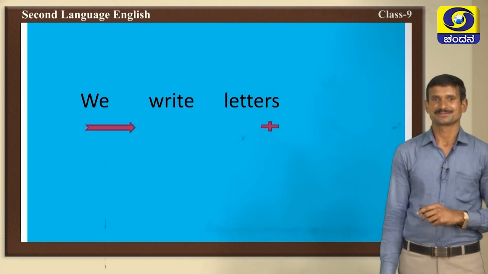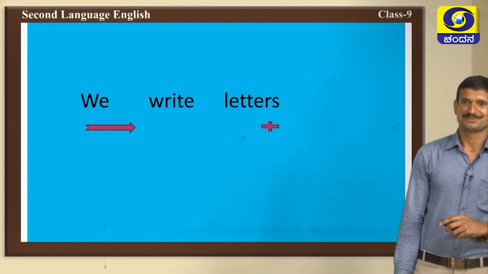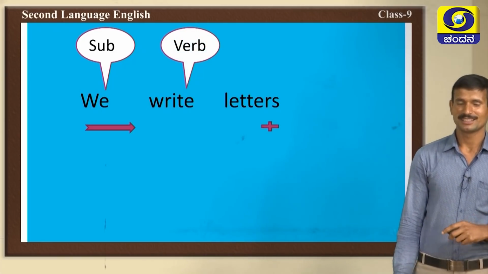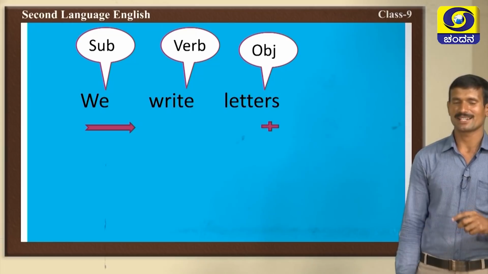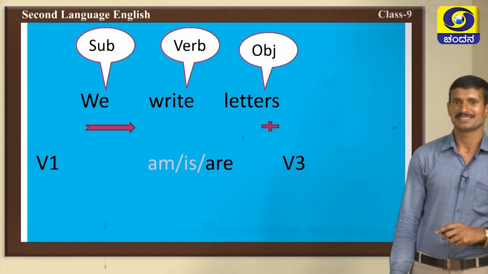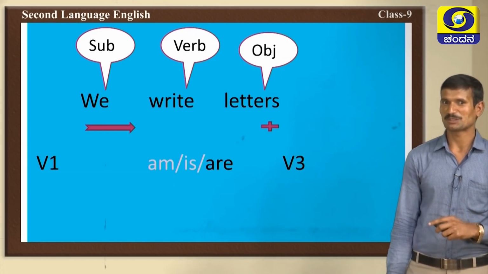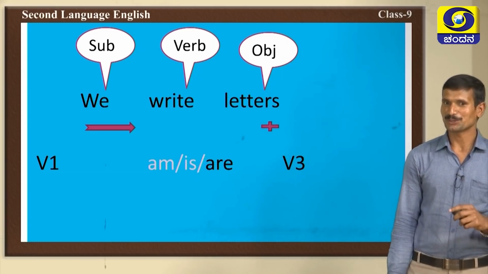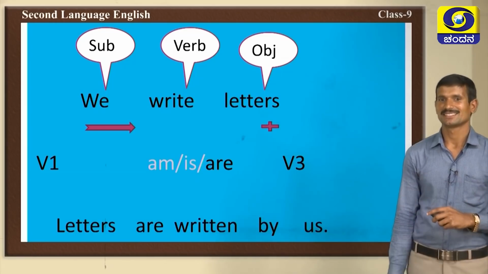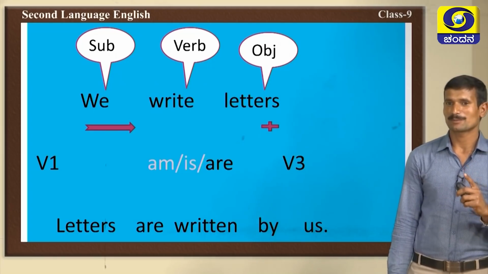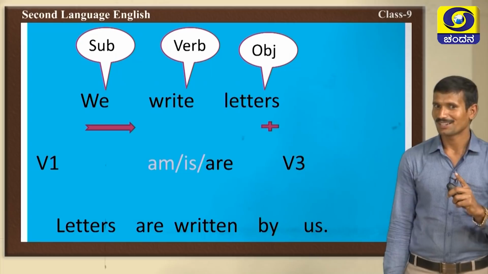Then we write letters. Here we is subject, write is a verb, letters is an object. Now, it is a very easy sentence, you can change easily. You should follow the formula. Verb 1 is given. Am, is, are, any one of them you should use. Then verb 3, letters, plural noun. Remember this, letters is plural noun, we should use are only.